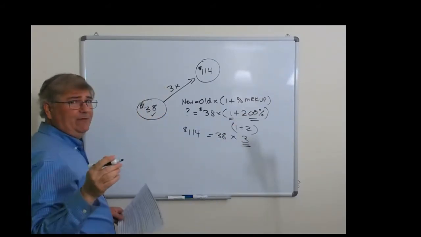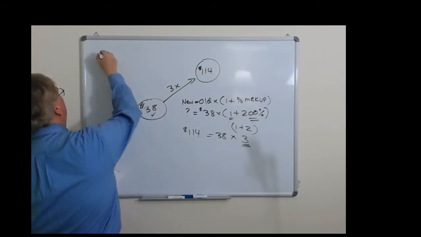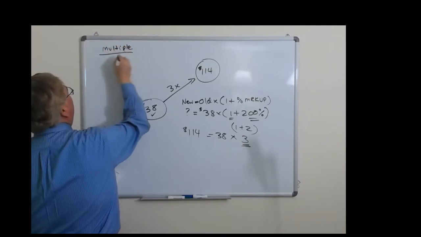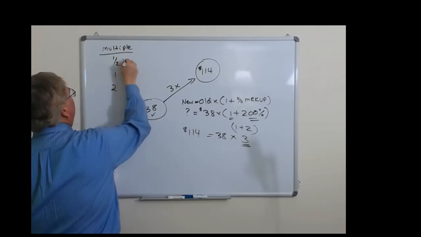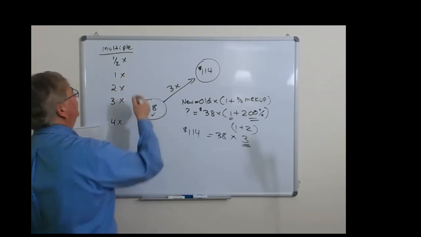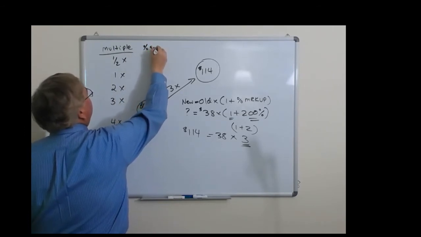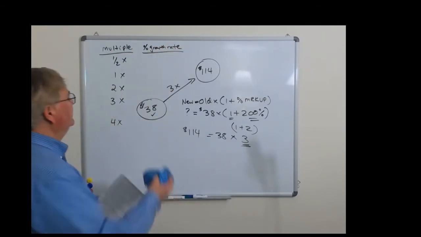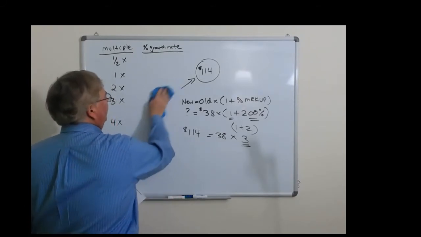So let me just draw out this table for you, which you should write down in your notebook, and you might find this to be quite helpful. So if you have the multiple, let's say a half, 1, 2 times, a half times, 1 time, 2 times, 3 times, and 4 times, and the percentage growth rate over here. And let me just erase this diagram for the time being to give me some more space here.